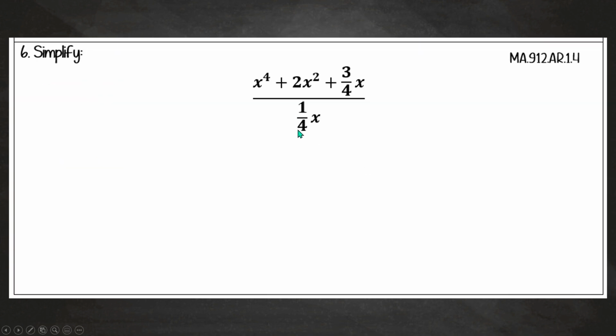Here we have another dividing polynomials. So here we do have to be careful because we're dividing by a fraction. So we are going to divide each term in the trinomial by the monomial. Ignore that. Sorry. Let's cross that out. That was from the previous slide. We're going to divide it by the 1 over 4x.